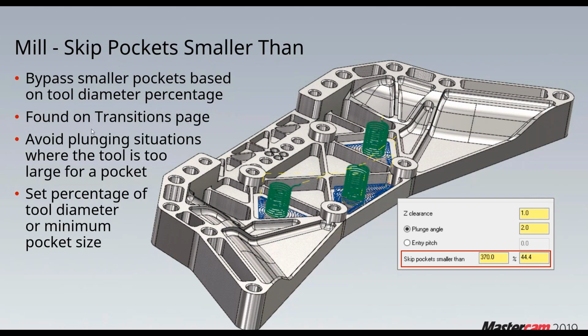You were limited to skip the pocket smaller than based on an area. Well, it's not easy to figure out an area of a pocket, or if you have a lot of pockets on the part. So essentially what we did is we switched the algorithm around to do it based on a percentage of the tool, and then it'll give you that value of what the pocket size is going to be. So again, this is a metric example, but it essentially tells you, okay, I don't want to go into a pocket that's smaller than 370%, as my example there has on the screen.